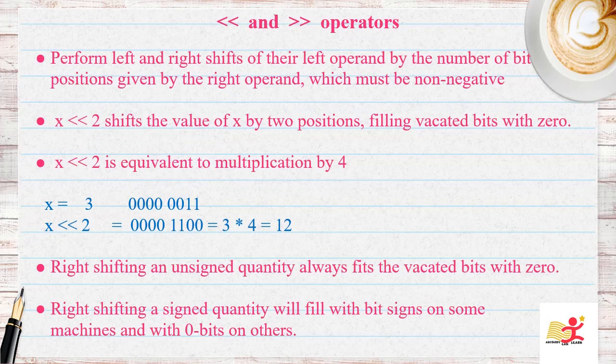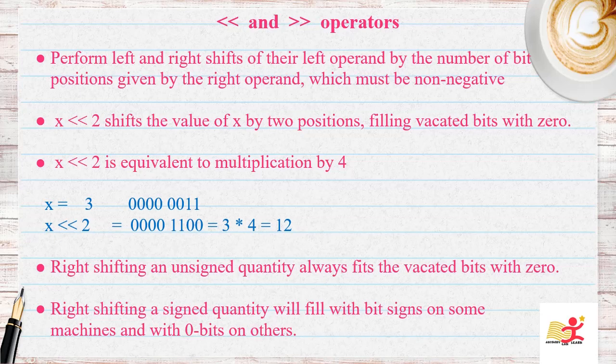Left shift and right shift operators in C. They perform the left and right shift of the left operand by the number of bit positions given by the right operand. Please note that the right operand must always be non-negative. For example, x left shift by 2 shifts the value of x by 2 positions towards the left side and fills the vacated bits with 0. x left shift by 2 is equivalent to multiplication by 4.